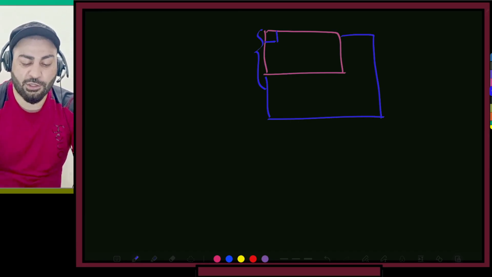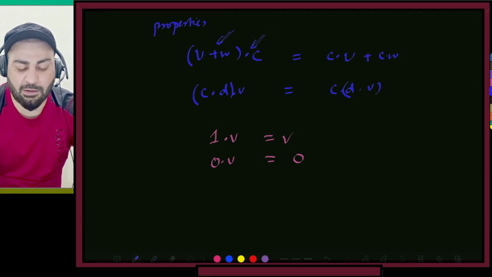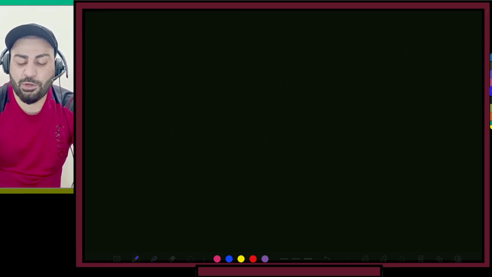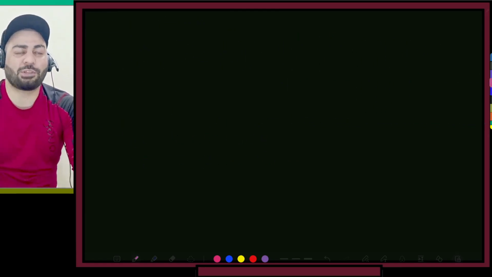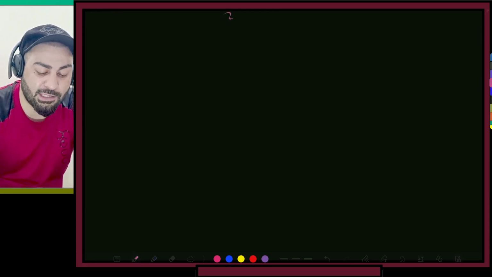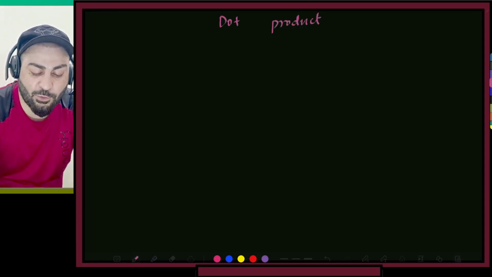Is it clear? So far we have seen addition, and we saw scalar multiplication, or multiplication by a scalar. Now we'll see one of the most important and beautiful concepts that is used everywhere. This is called the dot product. Where did this dot product come from?